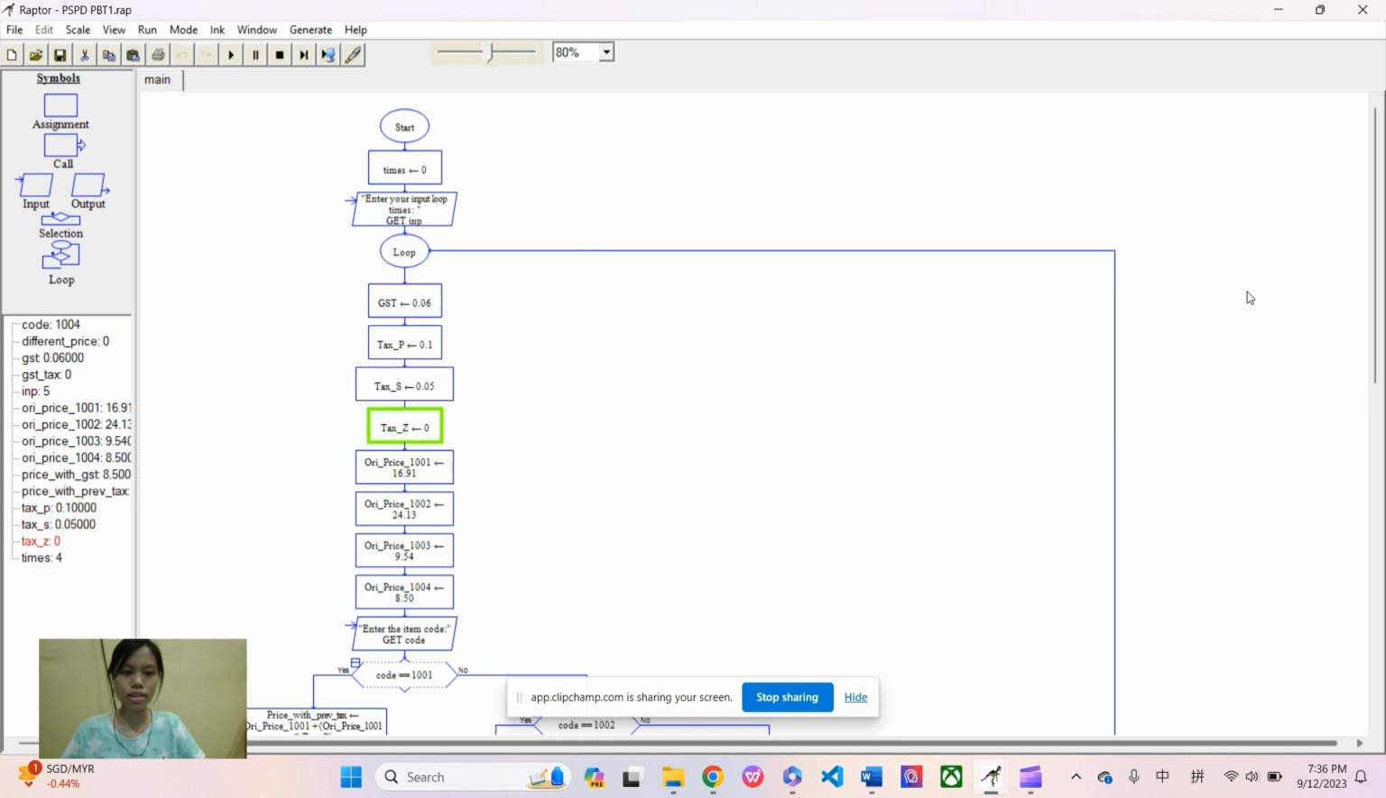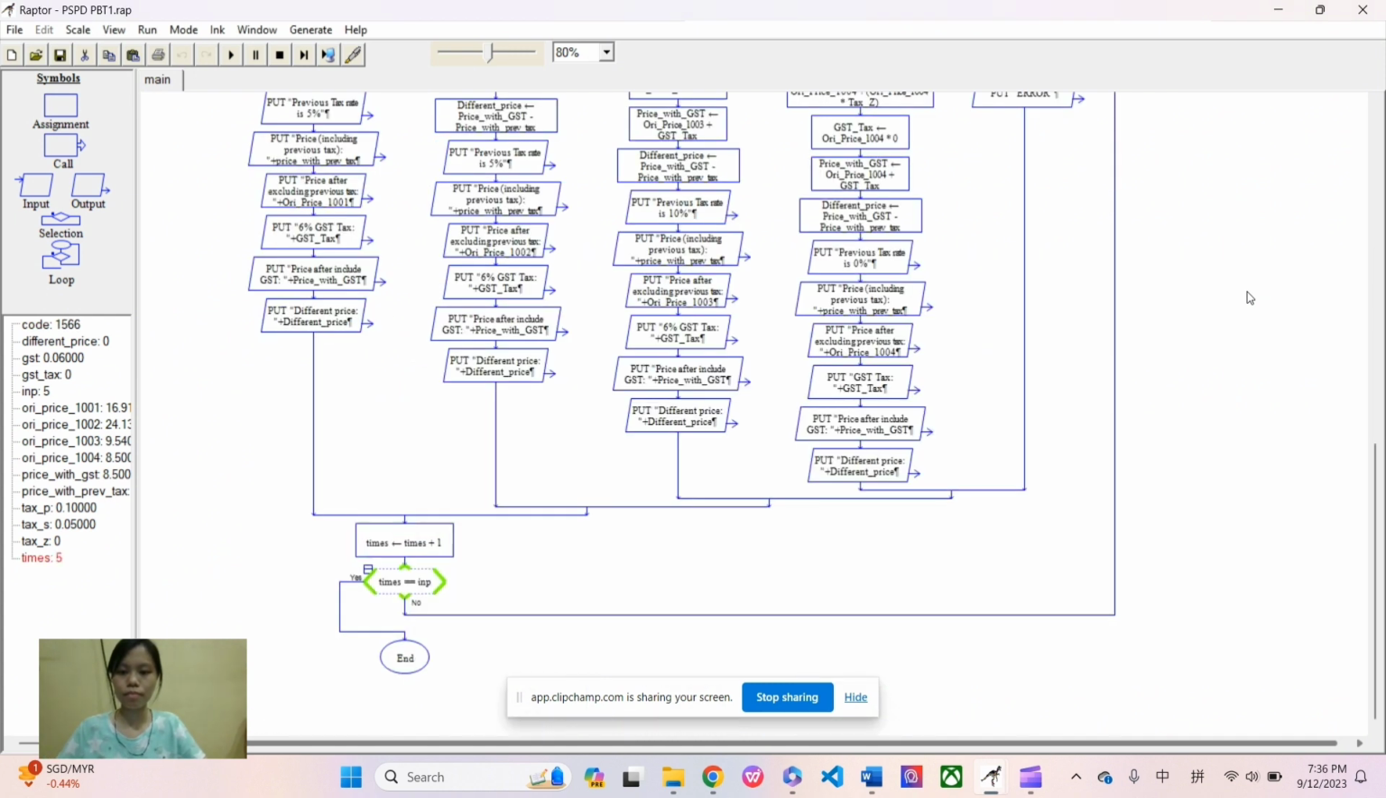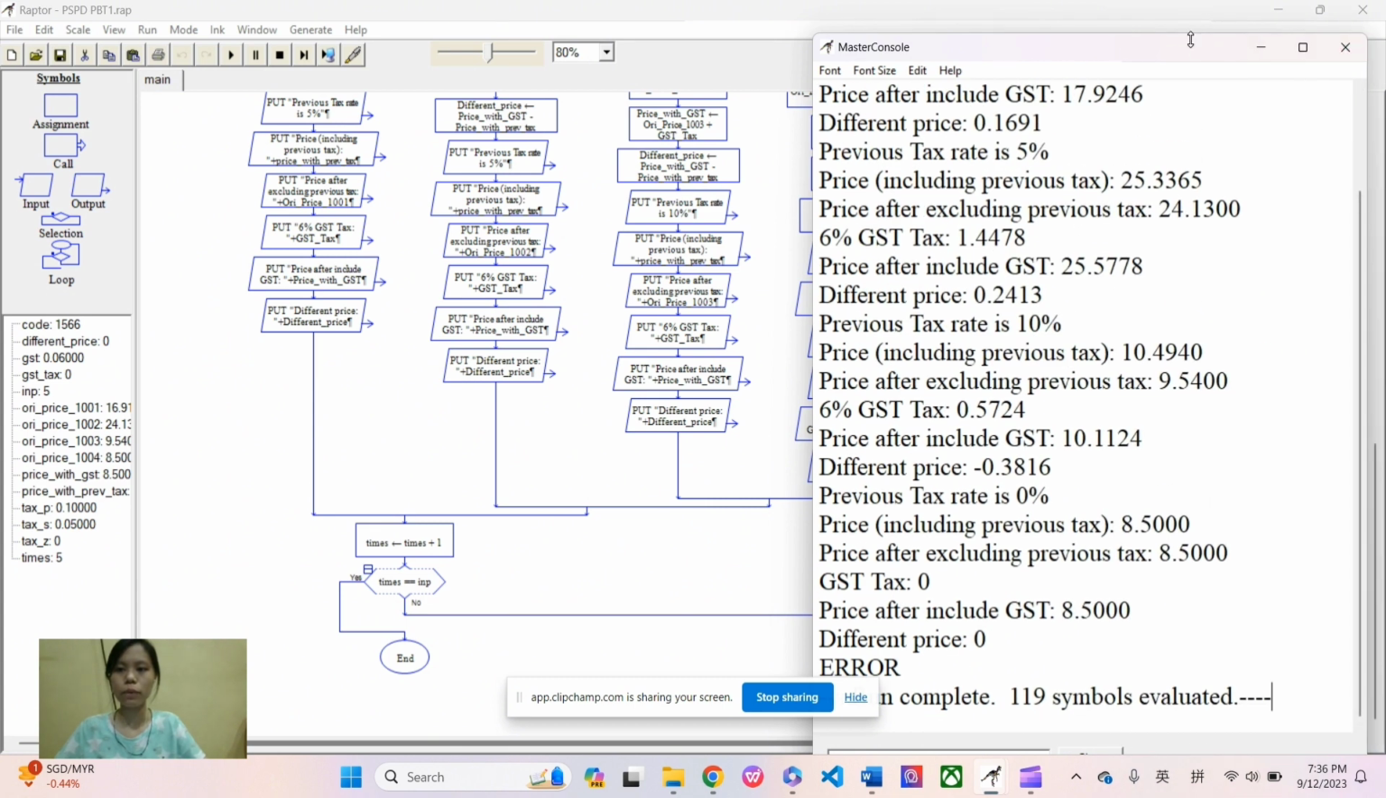And this is the last time, which is the fifth time looping. This time I enter a random code, which is out of the 4 codes given. And the looping time is n. This is my output given.